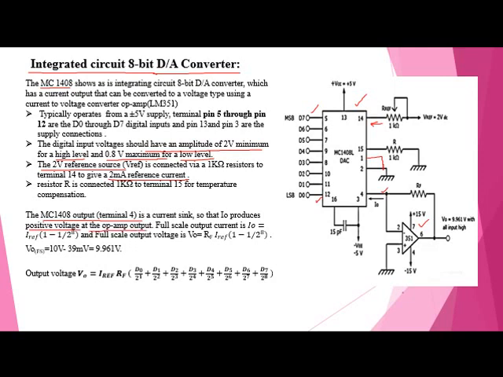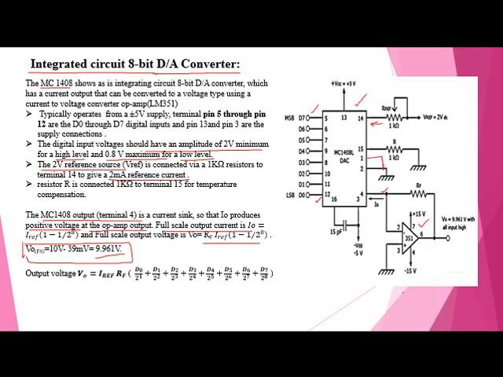For full scale, output current I naught equals I reference times (1 minus 1 divided by 2 raised to 8), and full scale output voltage V naught equals RF times I reference times (1 minus 2 raised to minus 8). Finally the full scale output voltage is 10 volt minus 39 millivolt, that is a maximum of 9.961 volt. This is the maximum input, meaning all binary values are equal to 1.